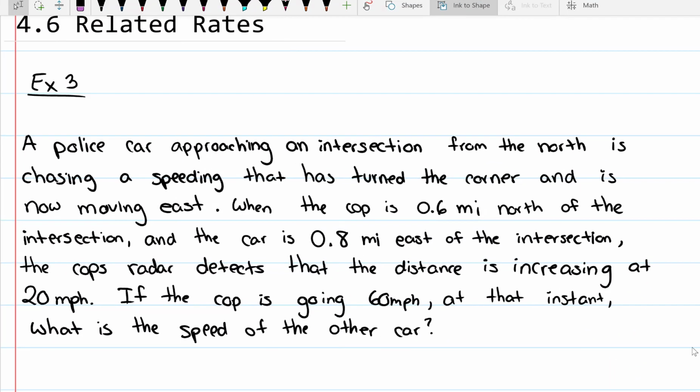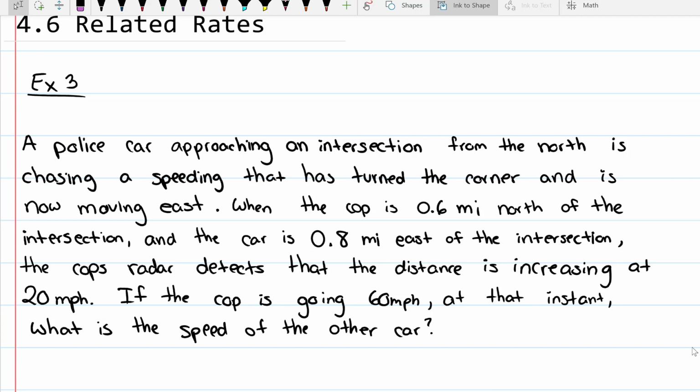Example 3. A police car is approaching an intersection from the north, chasing a speeding car that's turned the corner and is now moving east. When the cop is 0.6 miles north of the intersection and the other car is 0.8 miles east of the intersection, the cop's radar detects that the distance is increasing at 20 miles an hour. If the cop is going 60 miles an hour at that instant, what is the speed of the other car?